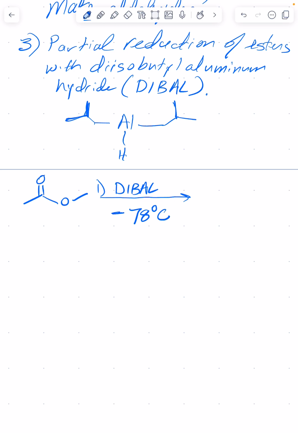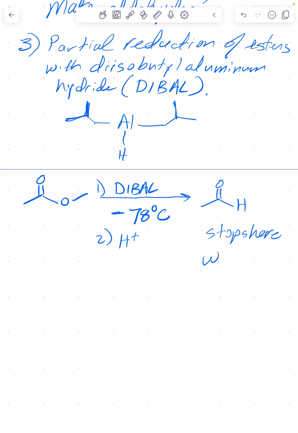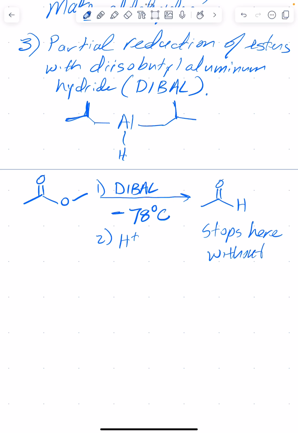But we'll mix the ester with DIBAL at minus 78 to do the partial reduction, and then we'll quench that with acid in a second step. And the outcome of this reaction is going to be the partial reduction of the ester down to the aldehyde. Okay? So we stop here. We don't do further reduction. Actually, let me write that where the words aren't running together. Sorry. So we can stop here without further reduction.